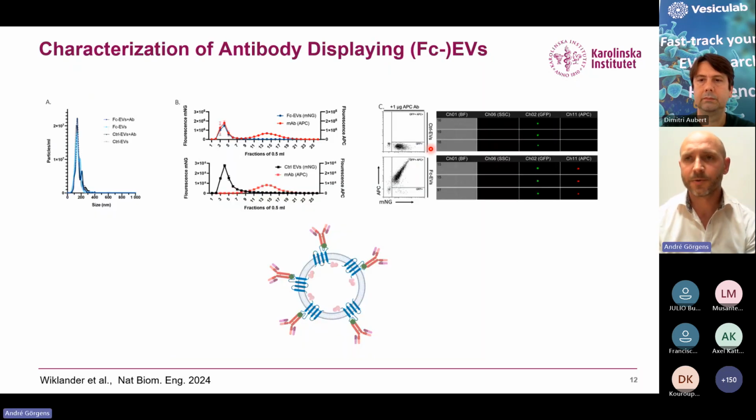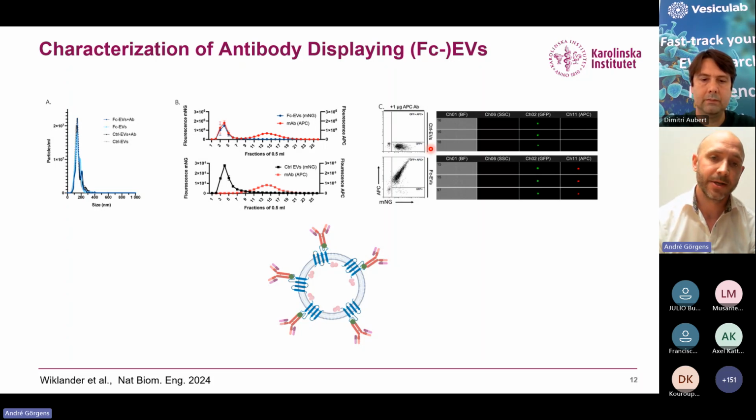The first thing that we wanted to do was, of course, to characterize this. Do they work? Do they change? If you look at graph A up to the left, it's just an NTA showing that the size, size distribution and particle count of the EVs did not seem to be affected, whether we had this Fc-binding construct on the EVs or not, or if we had an antibody there or not. And then, most importantly, we wanted to see that the antibodies are actually displayed on the surface.